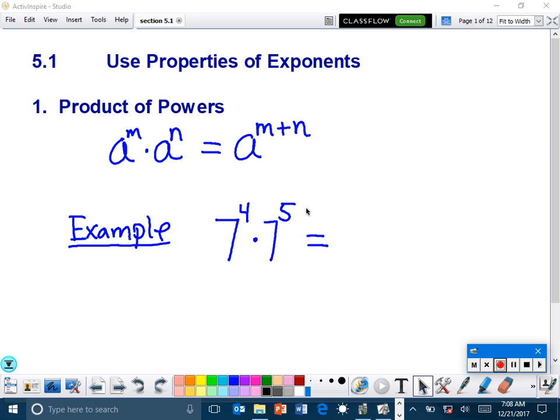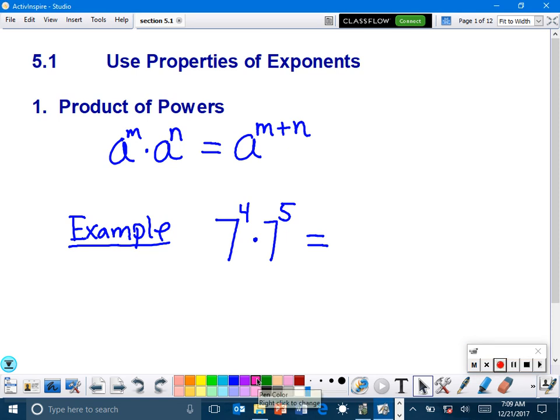Chapter 5.1, using properties of exponents. Property number 1 is the product of powers. We have a, remember a is called a base, to the m power, and a to the n power. The bases are the same, and therefore we add the exponents. Product of powers, we add the exponents.